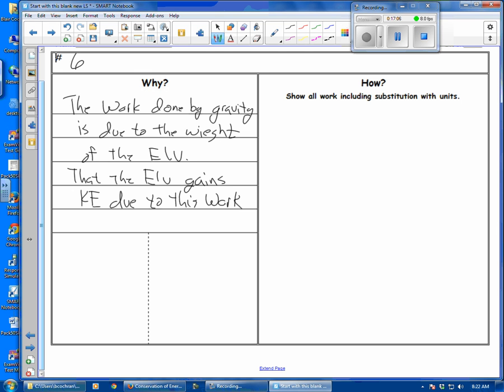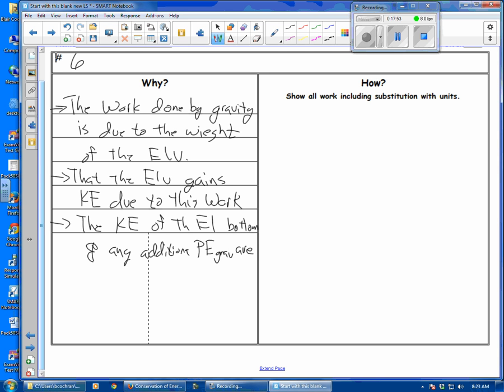And then probably the last statement, so this is important. The last statement to be really important is the kinetic energy of the elevator at the bottom and any additional PE grav are changed to PE elastic of the spring.